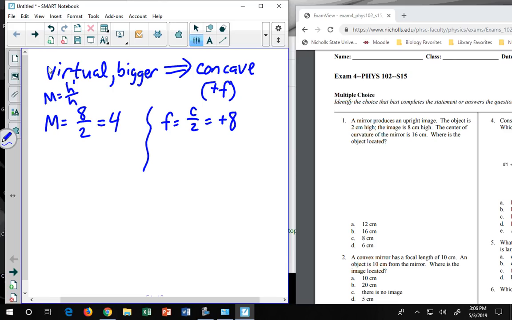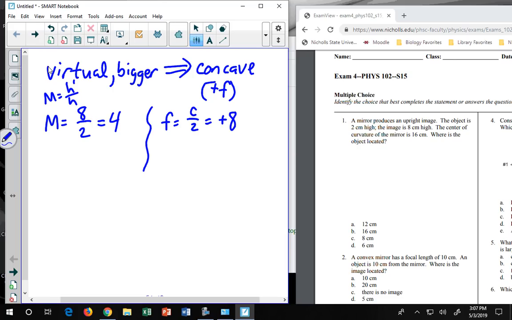Now, if it were a convex mirror, it would be negative 8. So you'll need to distinguish, is it concave or convex? And it's positive only because it's concave. I'll ask you actually in the question, what kind of mirror is this? And then I'll also ask you, what kind of image is formed? And I'll expect you to tell me, I give you the language. Is it real or virtual? Is it bigger or smaller? And is it upright or inverted? So I'll ask you those. You'll just circle the words. Is it real or virtual, upright or inverted, or bigger or smaller?